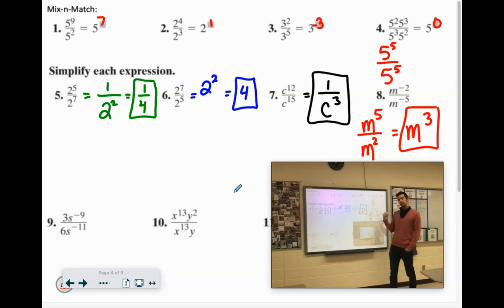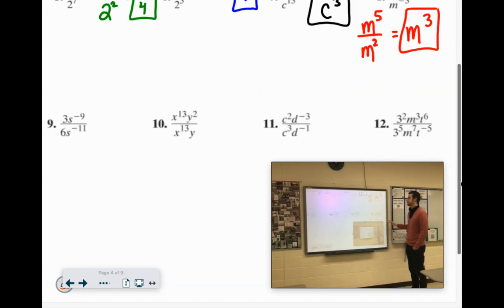Now, if you also knew that negative 2 was larger than negative 5, then you would know they end up in the numerator. And you could do negative 2 minus negative 5, which is really negative 2 plus 5. It could get a little sticky, but we'll be all right.